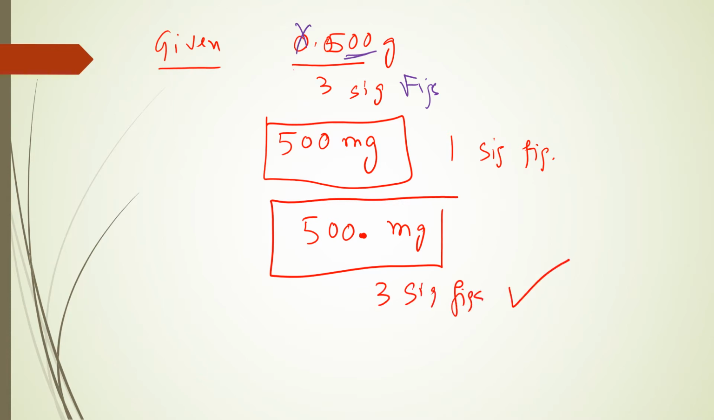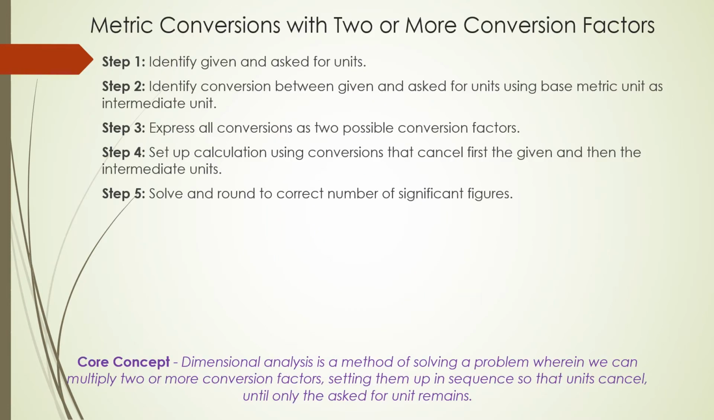And that is the correct answer. In some problems, we may have to perform a metric conversion, which may involve 2 or more conversion factors. The basic steps are similar, with a slight change in step number 4. So in step number 4, we set up a calculation using conversion factors which cancels the first given unit and then cancels the intermediate unit. I'll explain this with the help of an example in the next slide.